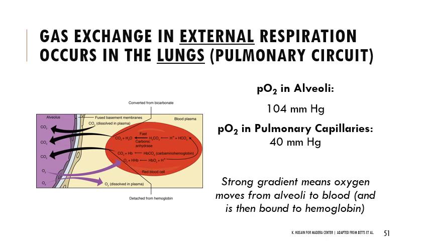It turns out that there is not a lot of oxygen that's actually dissolved into our blood. Most of it is bound to hemoglobin. We'll talk about different binding conditions in a little bit.